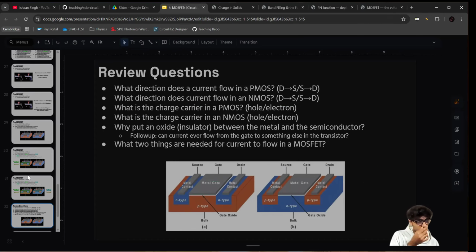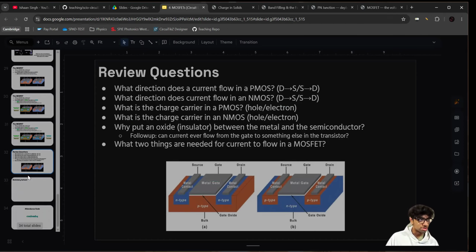So these are all just review questions. I think there was a Kahoot that we did during the lesson as well. And so that was good review too.